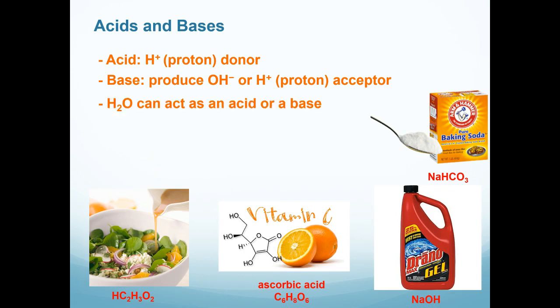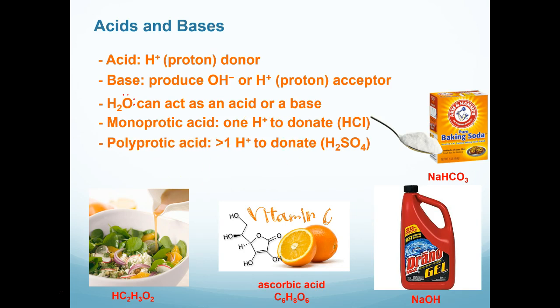Something to keep in mind is that water can act as an acid or a base. Something we know about water is that it has lone pairs of electrons that we will talk more about later. So water can do some interesting things. We have different types of acids. A monoprotic acid is one that only has one H+ to donate, like HCl or HBr or nitric acid. And then we also have polyprotic acids, which have more than one H+ to donate. A good example would be sulfuric acid, or H3PO4, phosphoric acid. And here are some everyday examples of acids and bases that we see.